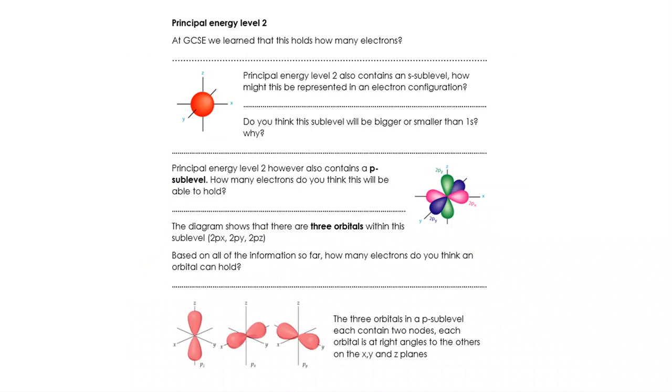We know that the second principal energy level can hold 8 electrons. Now, we know that in the first one we had a 1s. The s is the sublevel, the 1 is the principal energy level. So what we've got here is a 2s sublevel. You're asked if you think it will be bigger or smaller than 1s. Well, we know that as we go into subsequent energy levels, they are bigger. Electrons are further away from the nucleus. So it stands to reason that the 2s is bigger than the 1s.